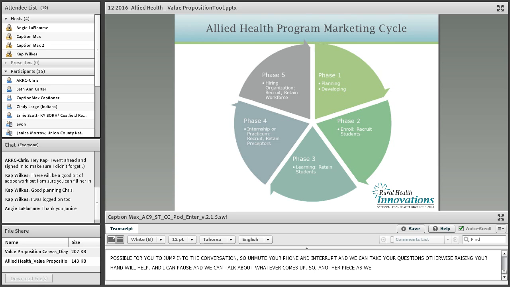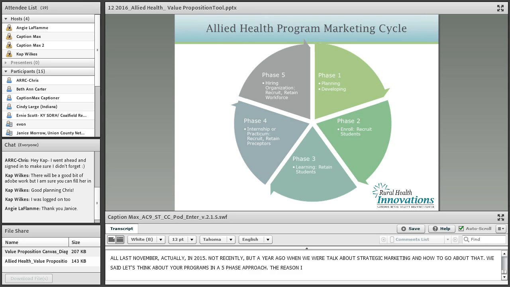So another piece is we're diving into this marketing aspect, learning about how we're going to design those value propositions. We want to consider the marketing cycle. I had presented this diagram to you all last November, actually, in 2015, a year ago, when we were talking about strategic marketing and how to go about that. And we said, well, let's think about your programs in a 5-phase approach.